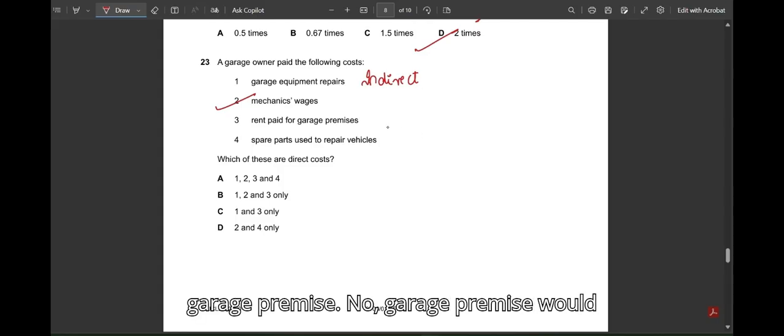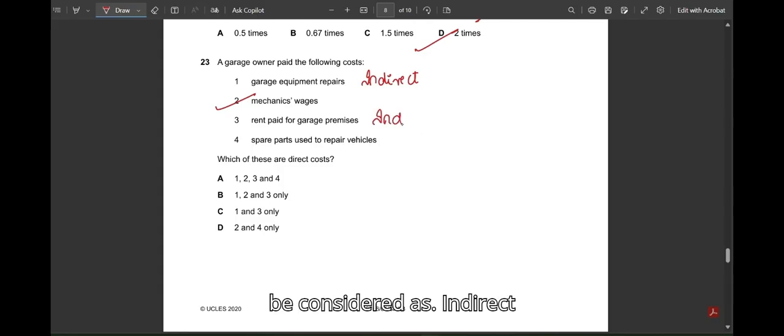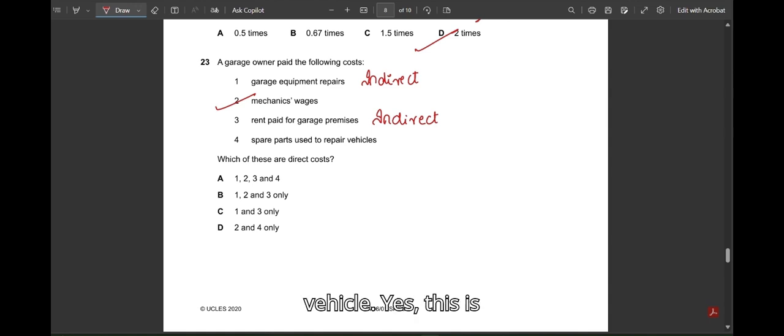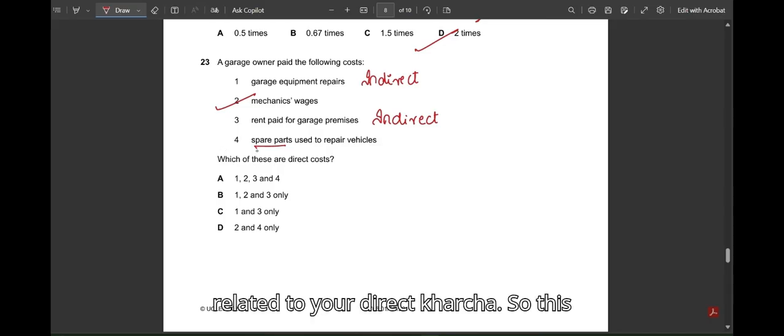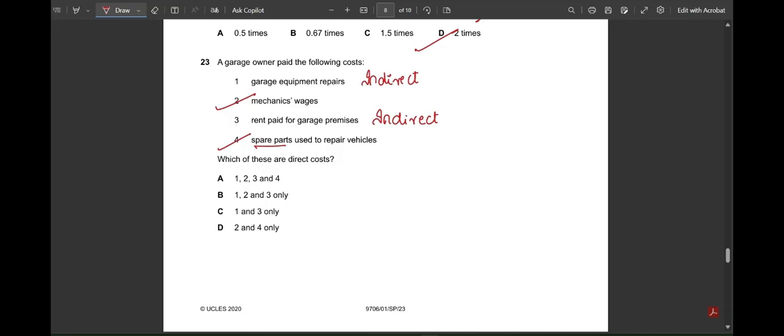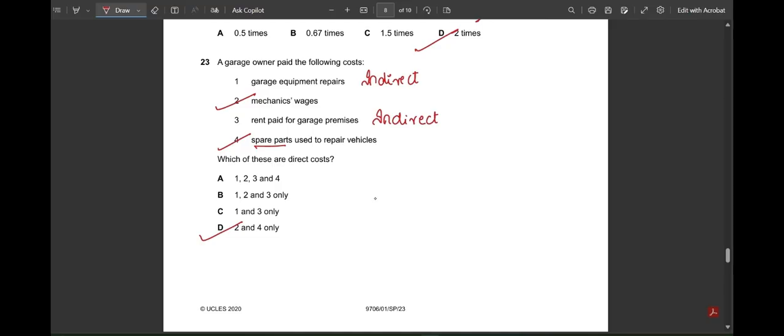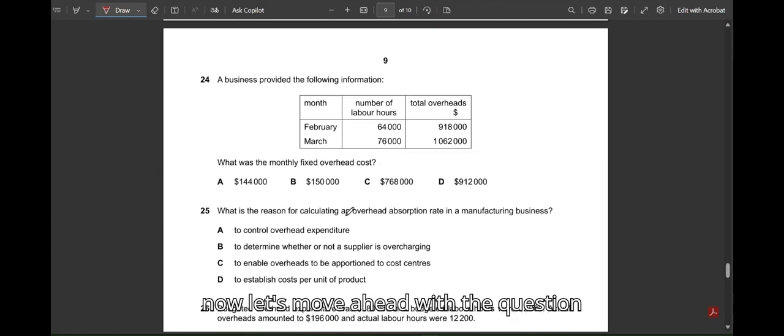Rent paid for garage premise. No, garage premise would be considered as indirect cost. Remember, it would be overhead. Now, spare part used to repair vehicle. Yes, this is related to your direct cost. So this would be a part of your direct cost. So hence 2 and 4, that makes D the right option. Alright. Now let's move ahead with question number 24.